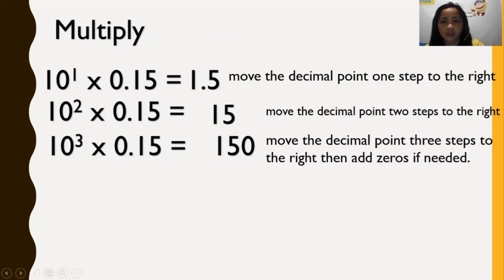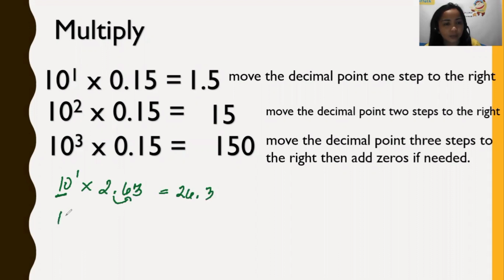So let's have an example. Let's have 10 raised to 1 times 2 and 63 hundredths. So this is the same with 10 times 2 and 63 hundredths. Move one place, so the answer is 26 and 3 tenths.